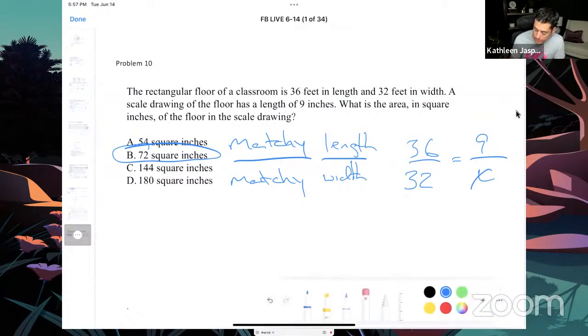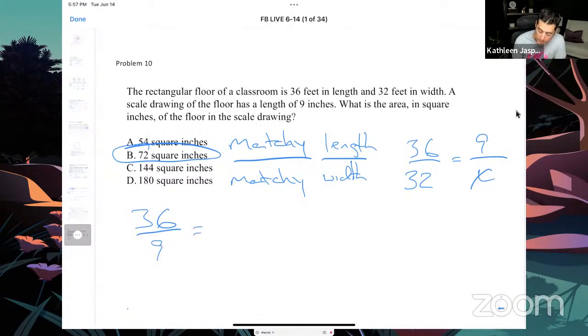You can always do it 4 different ways. I've got feet, and I have length and width. So you can do length of the big over length of the small is equal to width of the big over width of the small. In this case, my matchy would be big over small object or scale object. Do it whichever way you feel more comfortable with.